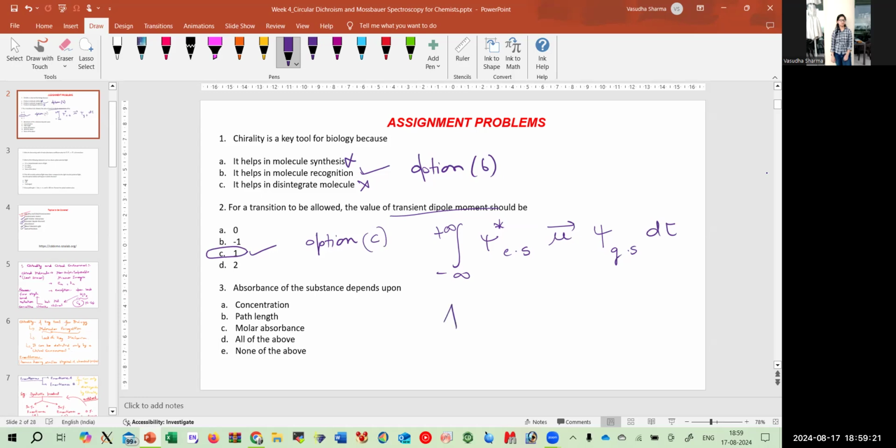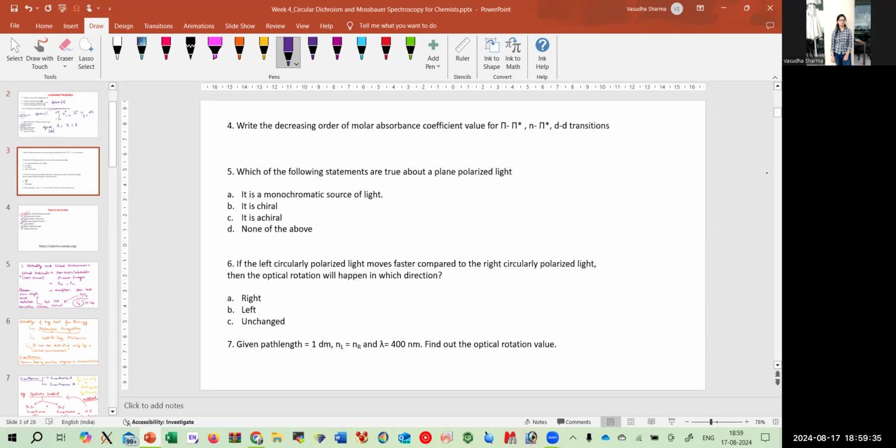Absorbance of the substance, as we know, is equal to epsilon C into L. So it depends upon the concentration, the path length, and the molar absorptivity. Therefore, option D is correct because it contains all of the above.